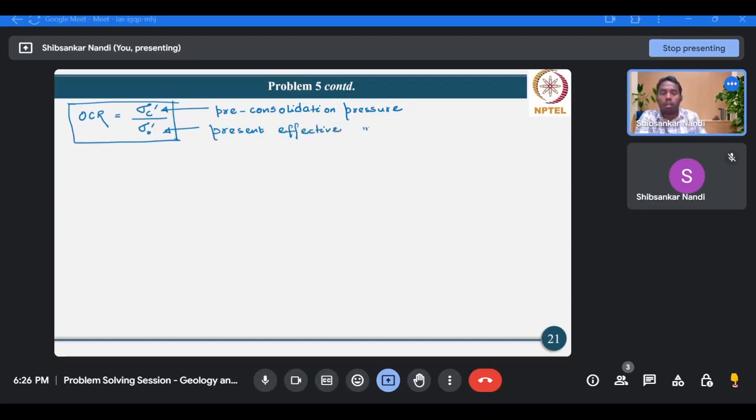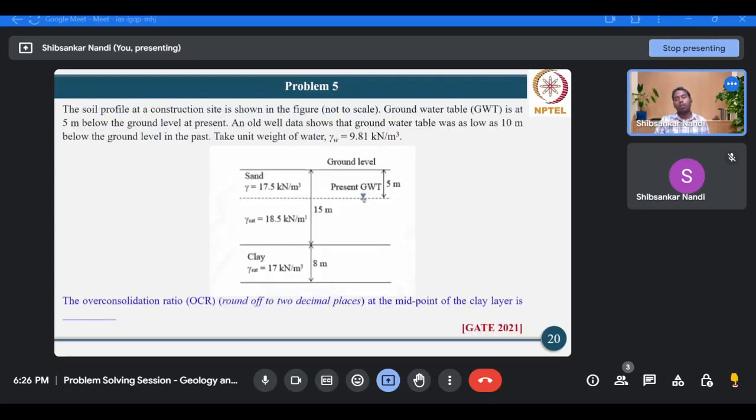Okay, now as you can see from this problem statement, two scenarios are mentioned in this problem. First of all, presently the groundwater table is at a depth of 5 meters. So this is the present scenario. However, an old well data shows that the groundwater table was as low as 10 meter below the ground surface.